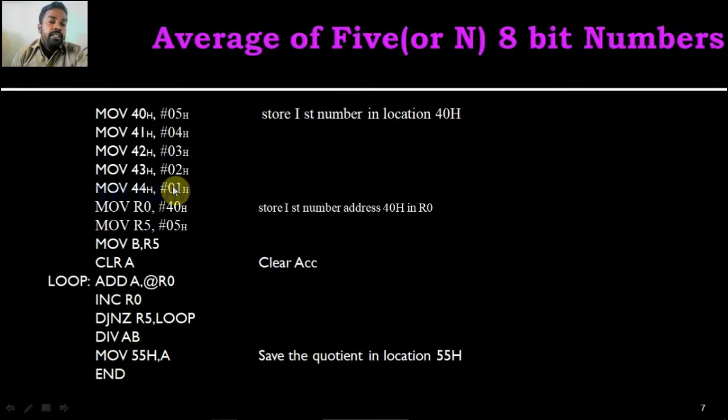Initially we are adding all the data by using the loop, and the count value is decremented by 1 on every addition. Every time it checks whether the count value is 0 or not. If the count value is 0, the loop will break, and after that we make the division. If the count value is not 0, the loop continues to add the next data. So this is the average of 5 8-bit numbers, a very easy way.